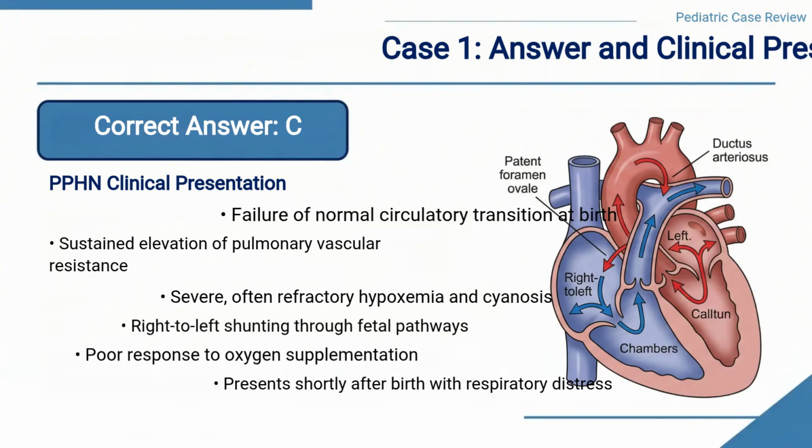This condition results from failure of the normal circulatory transition at birth, with sustained elevation of pulmonary vascular resistance. The key features that point to this diagnosis are severe, often refractory hypoxemia, and cyanosis with poor response to oxygen supplementation, right-to-left shunting through fetal pathways such as the patent foramen ovale and patent ductus arteriosus, and onset shortly after birth with respiratory distress. Clear lung fields on chest X-ray with cardiomegaly in a cyanotic neonate who fails to improve on oxygen is a classic presentation pattern.